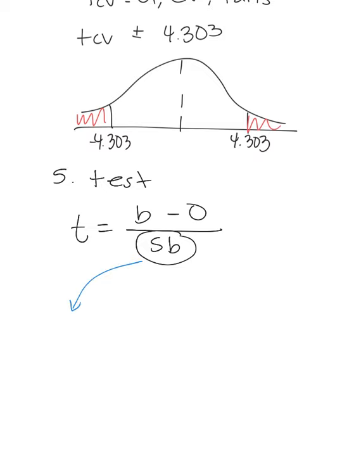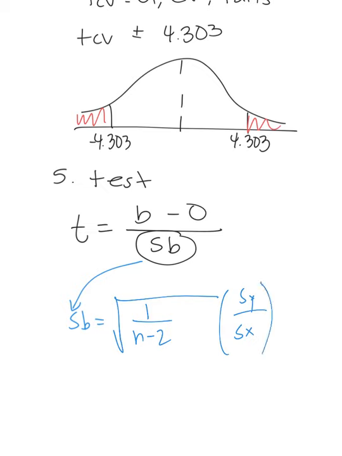The equation for SB, which also can be found on your slides, is the square root of 1 over n minus 2, times the standard deviation of y over the standard deviation of x, times the square root of 1 minus r squared. We can plug in all our values, and eventually we get an SB of 0.411.